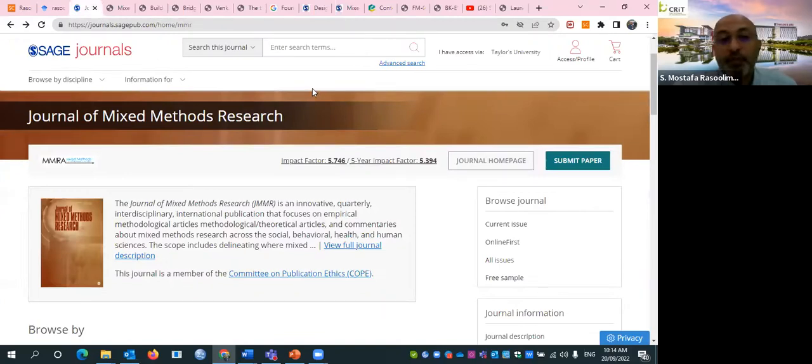For mixed method, there are many books and many articles related to mixed method research. This is one of the journals that, if you are interested in understanding mixed method deeply and engaging with mixed method research, publishes papers related to mixed method.